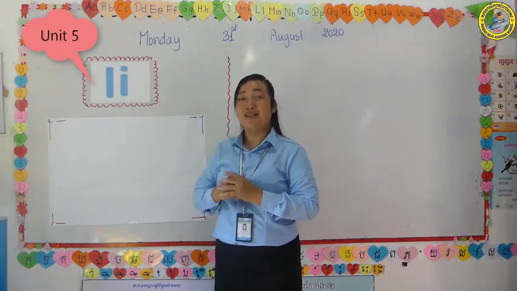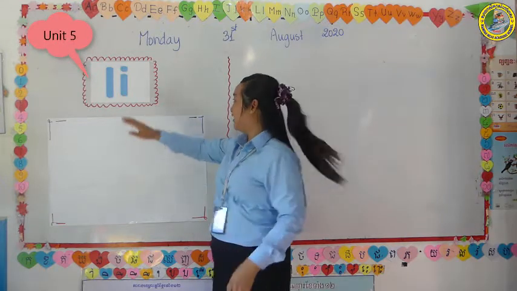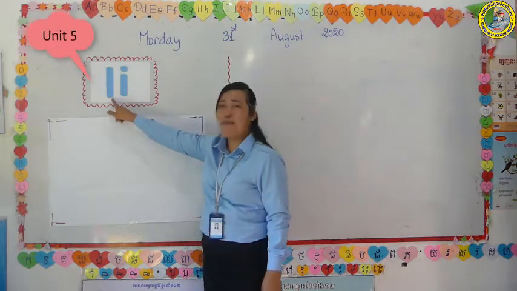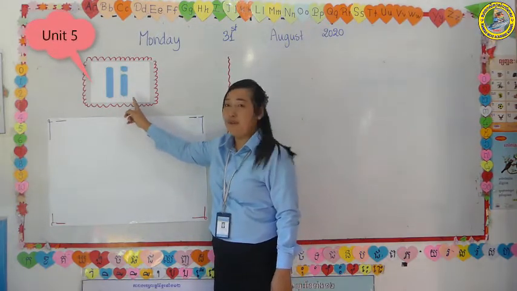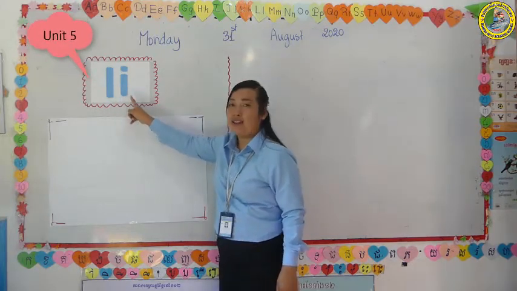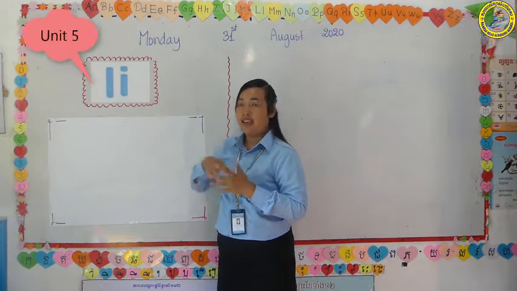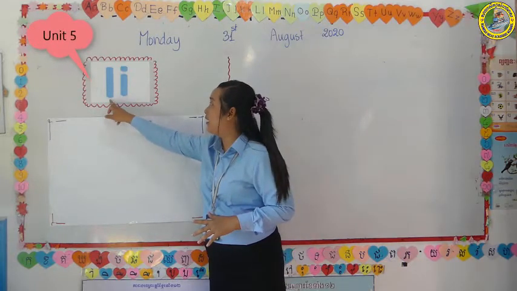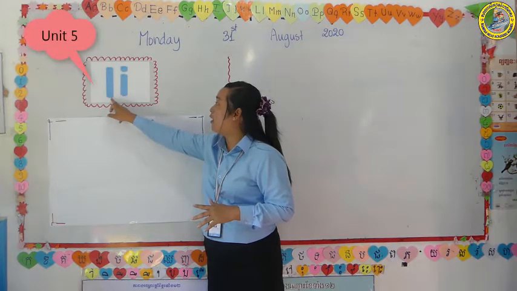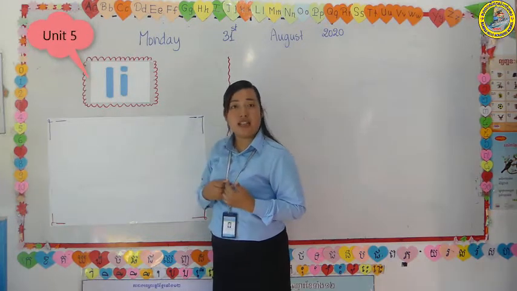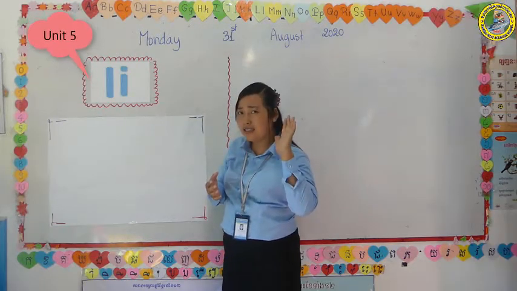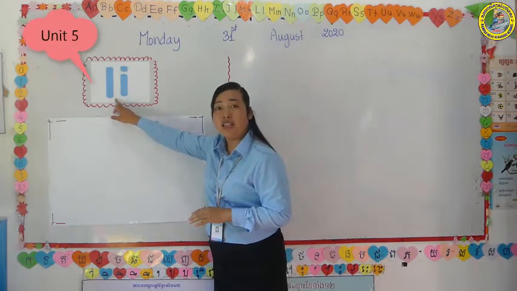Okay, who guessed the correct answer? The letter I. Okay, everyone, now please look at the letter I. How many letter I are on the whiteboard? Now we have one I and two I. Okay, now please look at the I. Number one, we call a capital letter I or a small letter I? Tell me. Yes, the capital letter I.